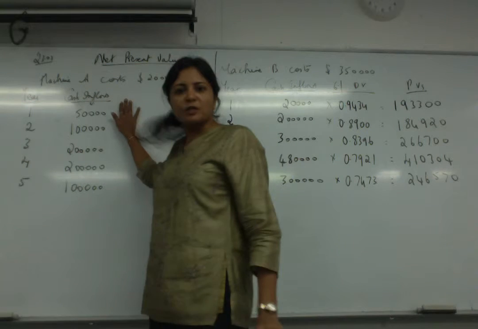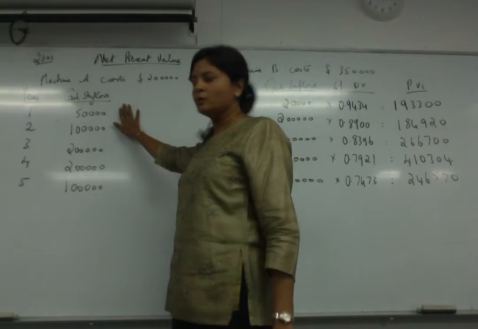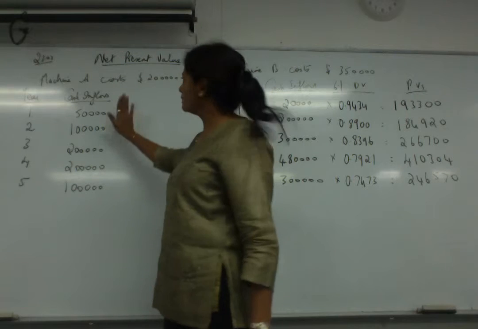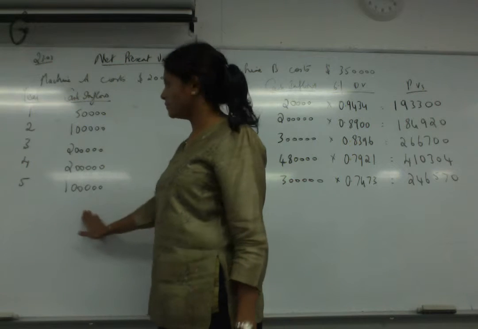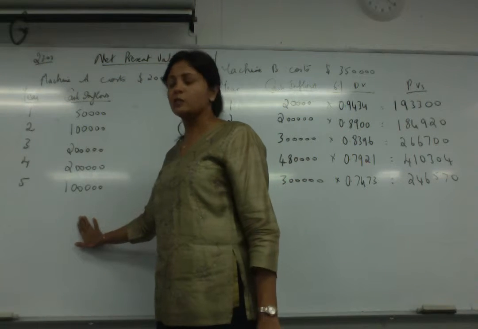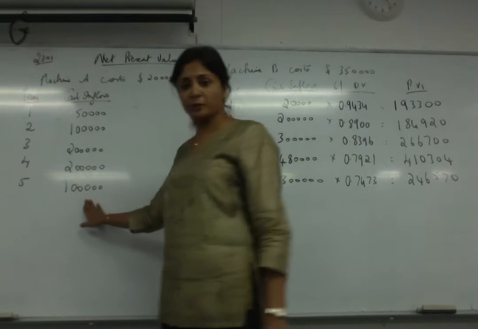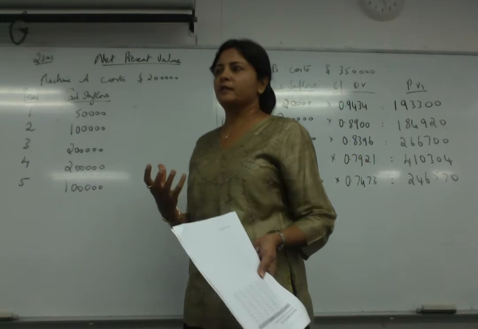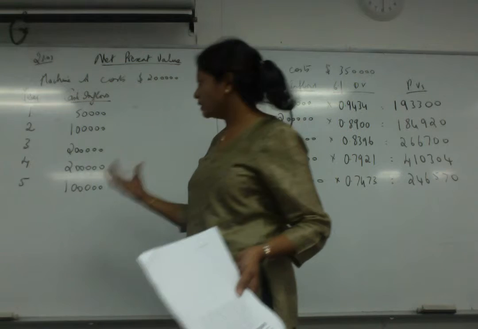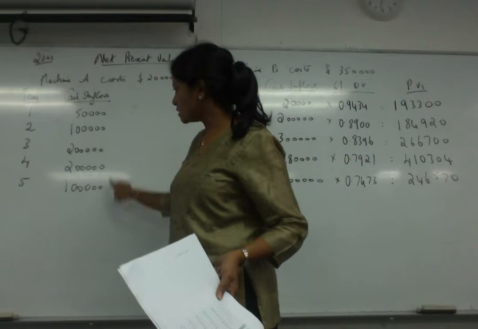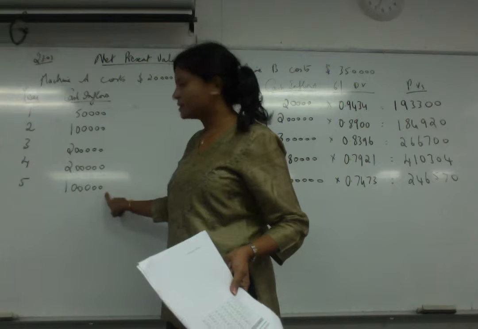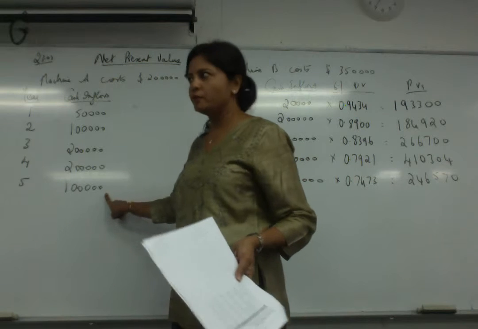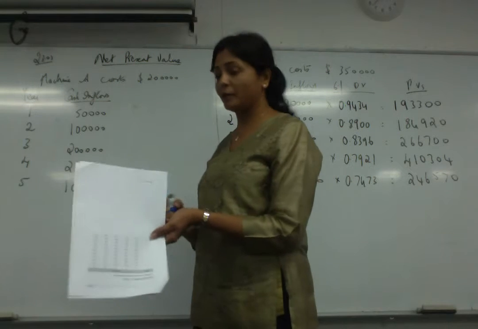you make a prediction that machine A is going to give you in a year's time $50,000, and in year 5 you're going to get $100,000. But what happens to the value of money is that a dollar today is not the same in 5 years' time. So we've got what's called the present value tables.